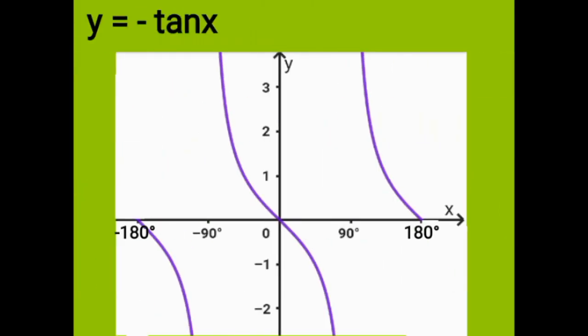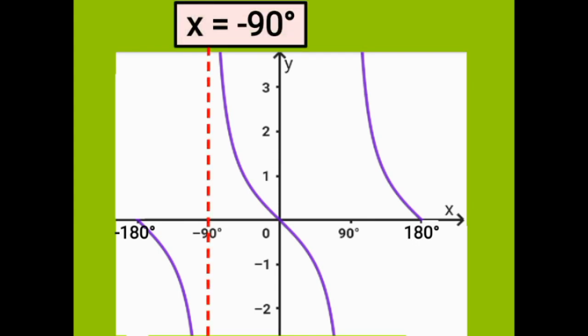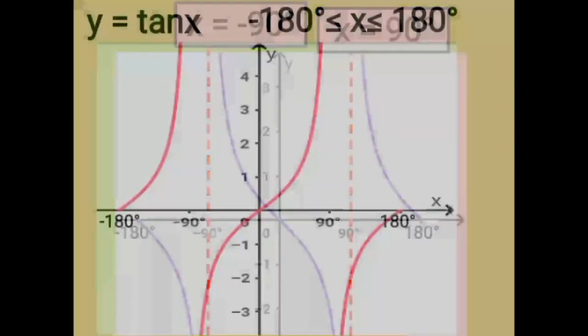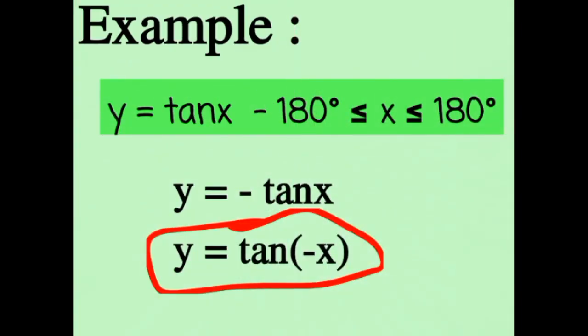The graph now crosses the x-axis at −180 degrees, 0 degrees and at 180 degrees and has two vertical asymptotes at x = −90 degrees and x = 90 degrees, just like the original y = tan x graph.